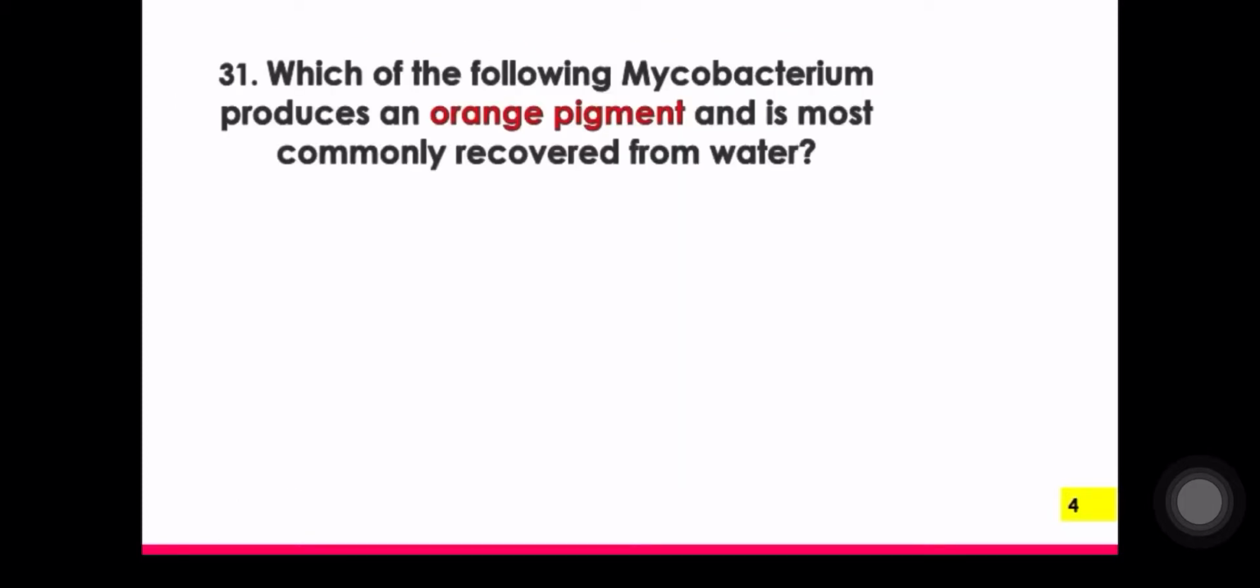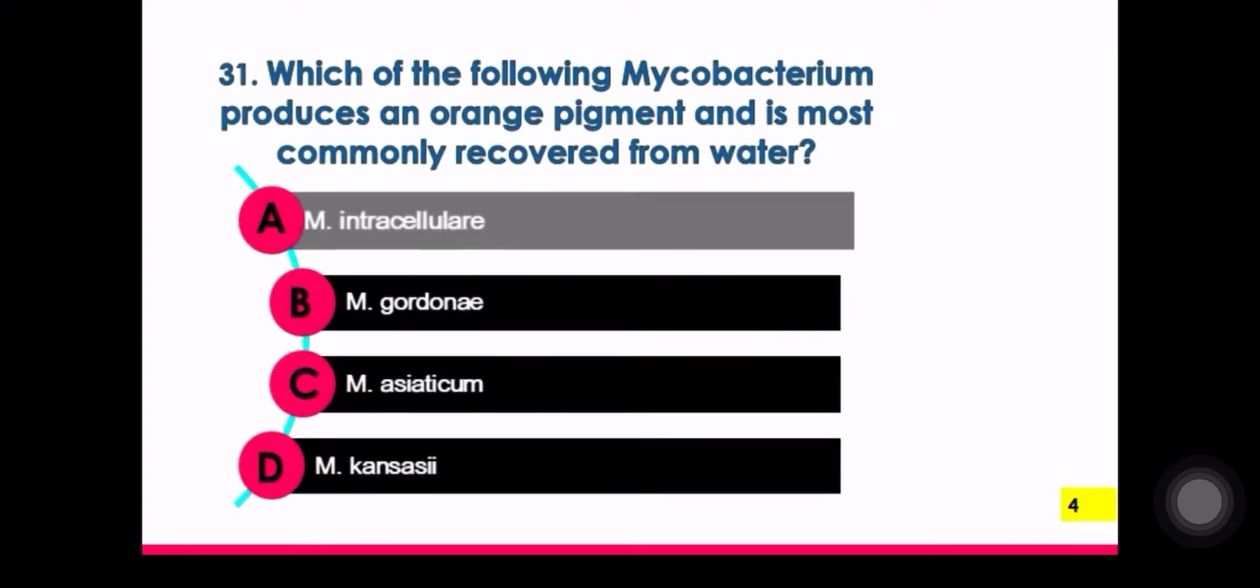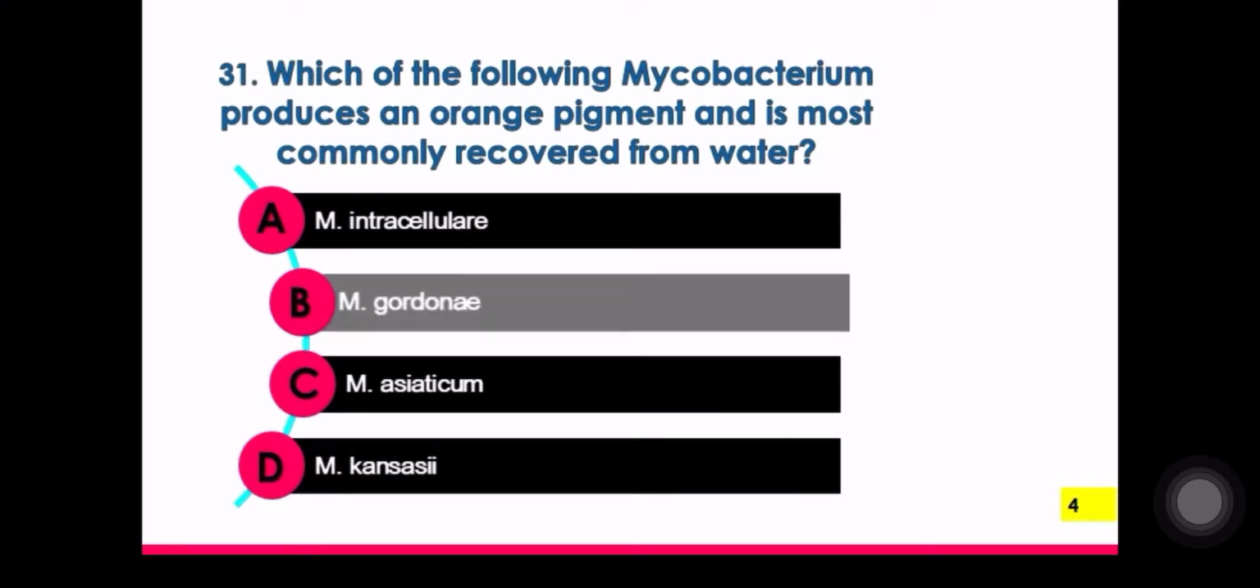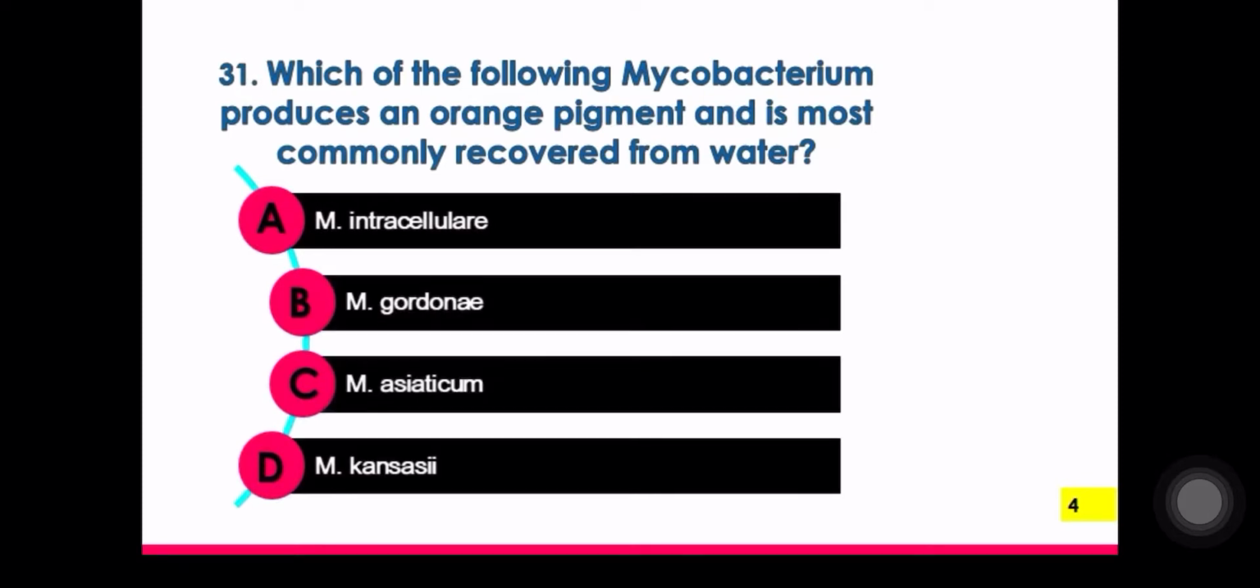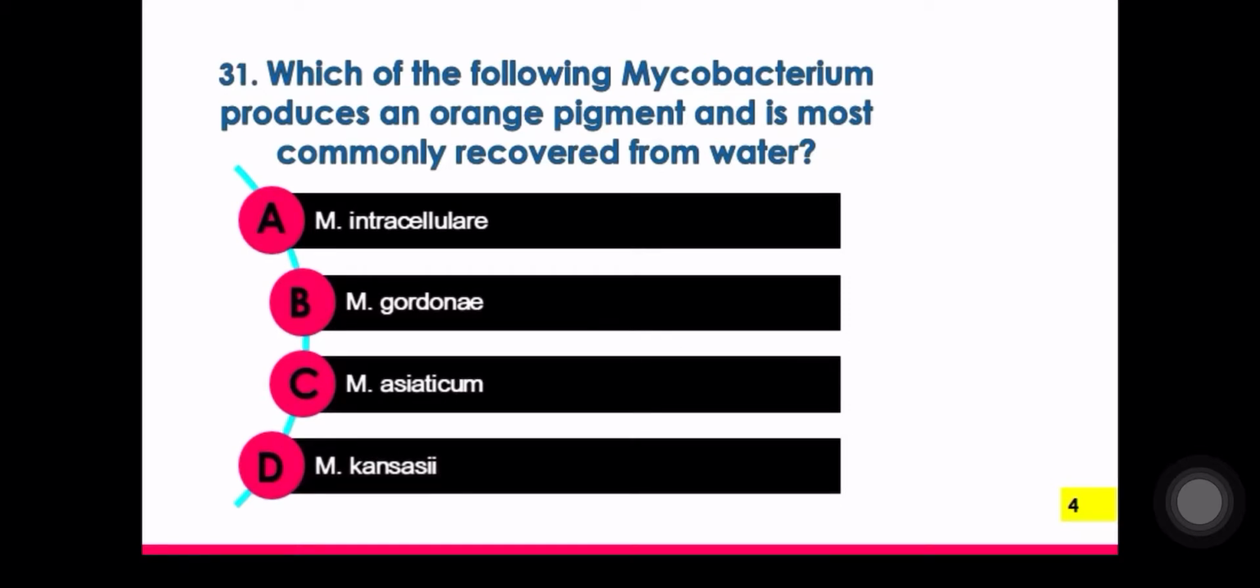Next, 31. Which of the following mycobacterium produces an orange pigment and is most commonly recovered from water? Choice letter A, is it M. intracellulare? B, M. gordonae? C, M. asiaticum? Or letter D, M. kansasii? Again, which produces an orange pigment and is most commonly recovered from water? Please highlight orange pigment.